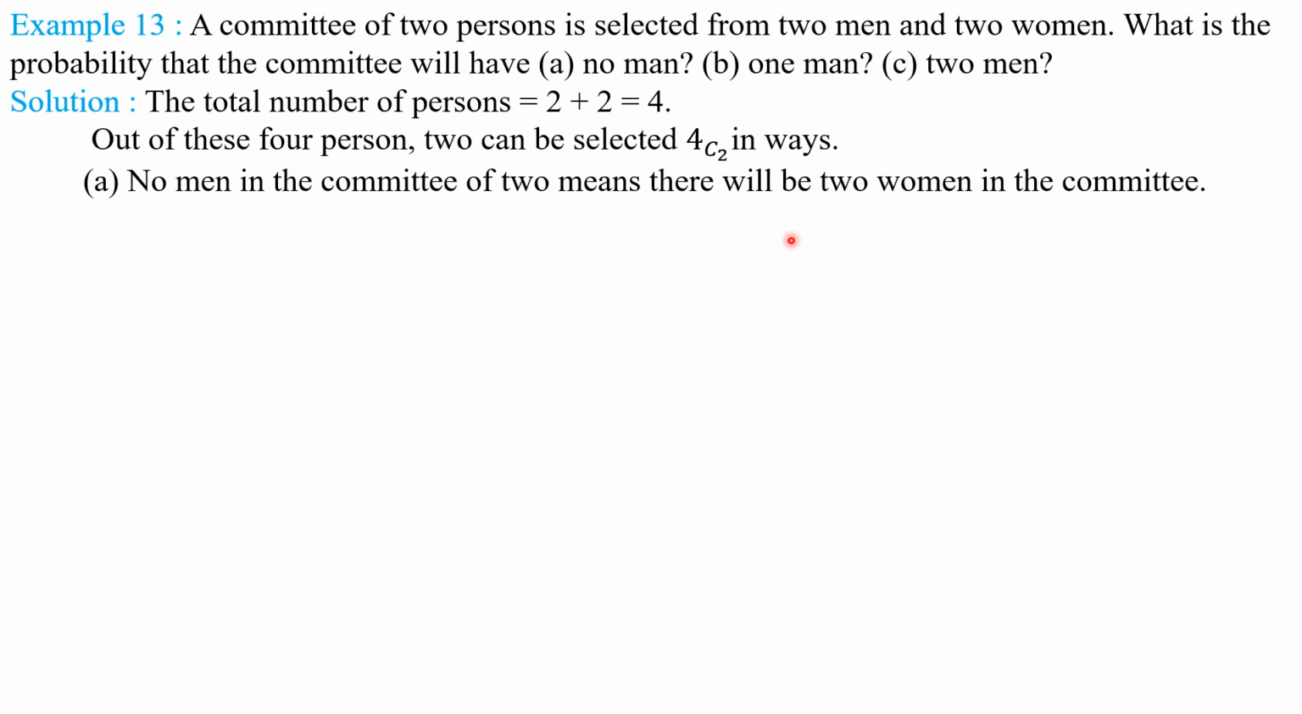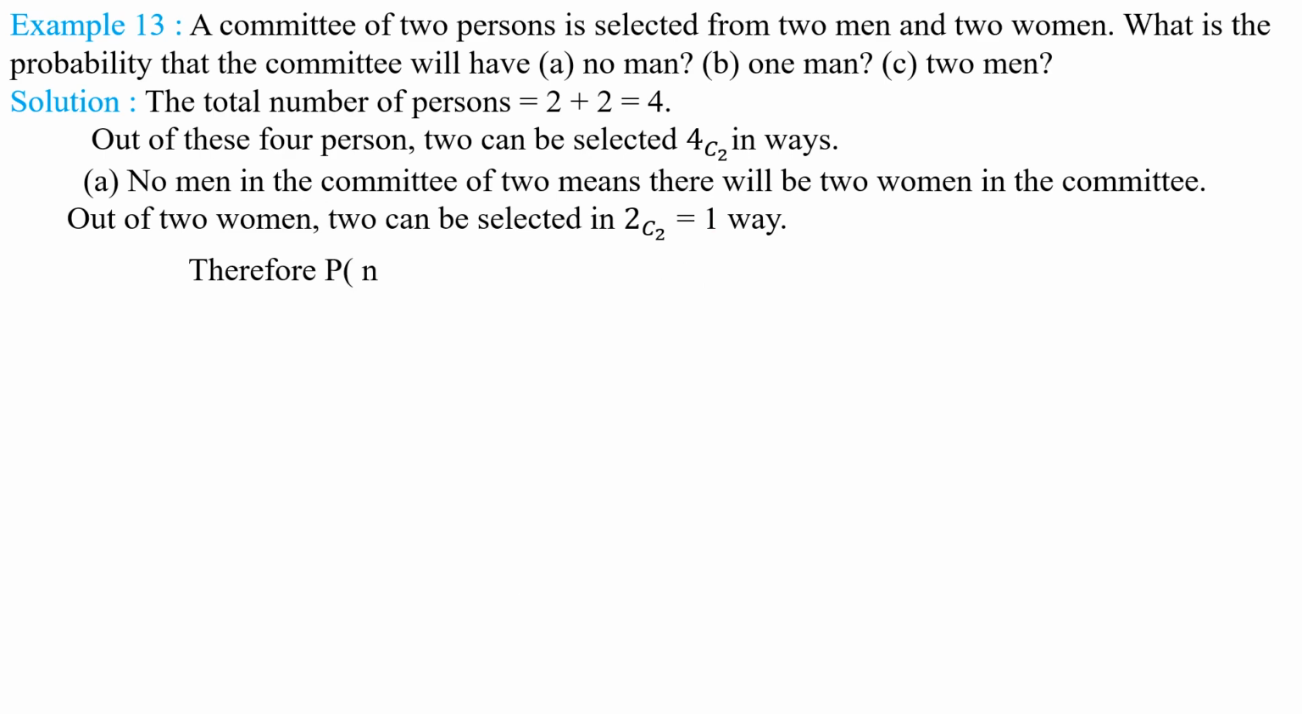How many women are there? 2 women. So from the 2 women, we have to select 2 women. Both women should be selected. 2 can be selected in 2C2 ways. That is one way. Yes or no, my children? Understood this step? We can select 2 women out of the 2 women in 2C2 ways. That is one way. What is the value of 2C2? One way. 1. Understood this step?